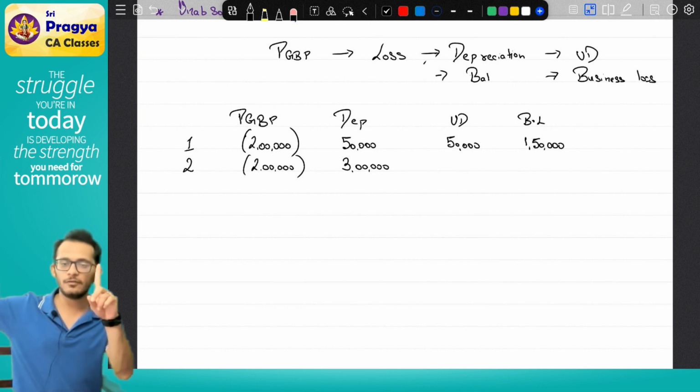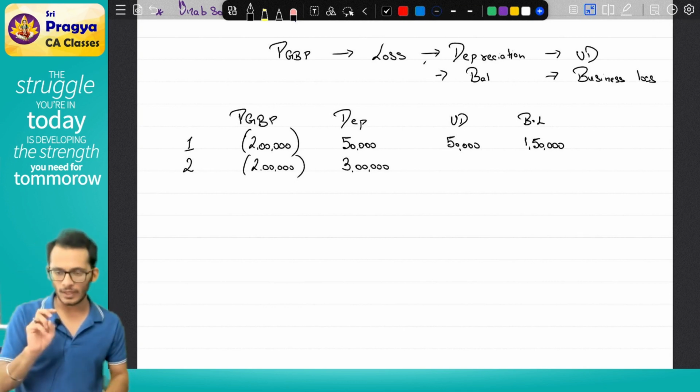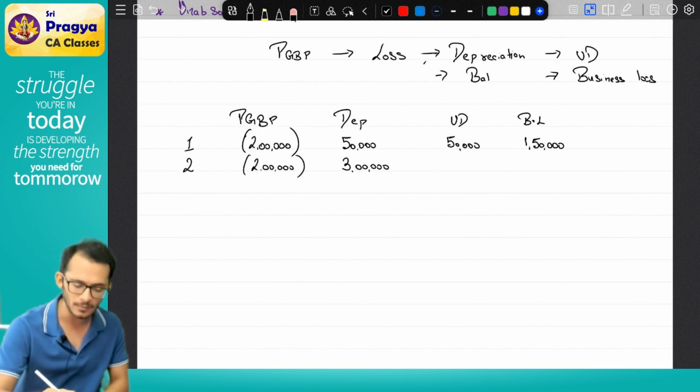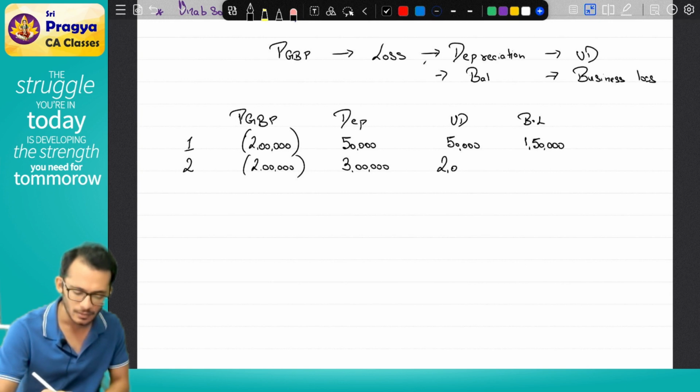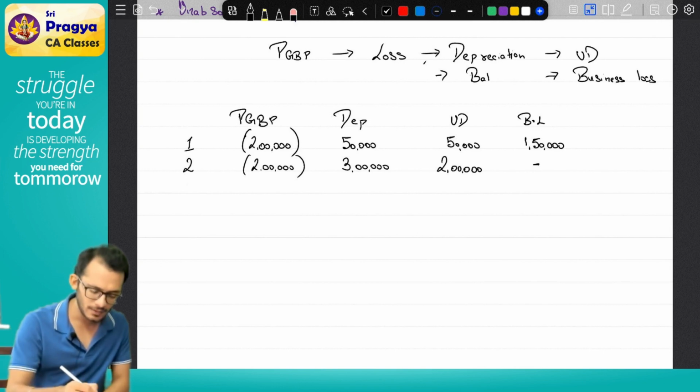lakh, I had depreciation of 1 lakh, I absorbed it off, leaving me with 2 lakhs of depreciation which I could not absorb. So my unabsorbed depreciation will become 2 lakhs. My business loss will become 0. Yes or no? Rahul, case number 3.